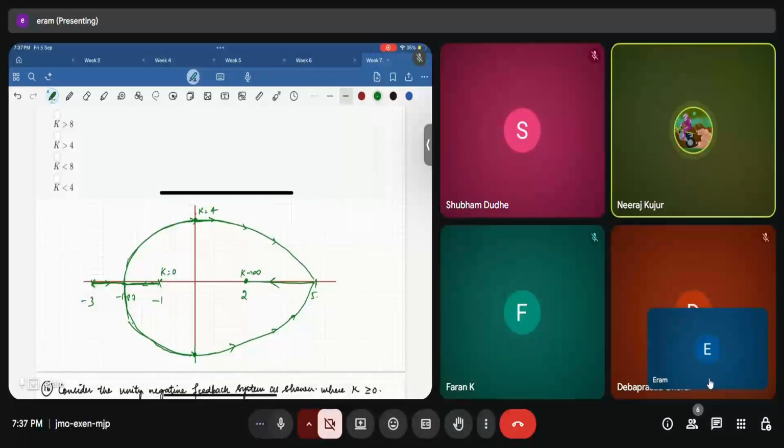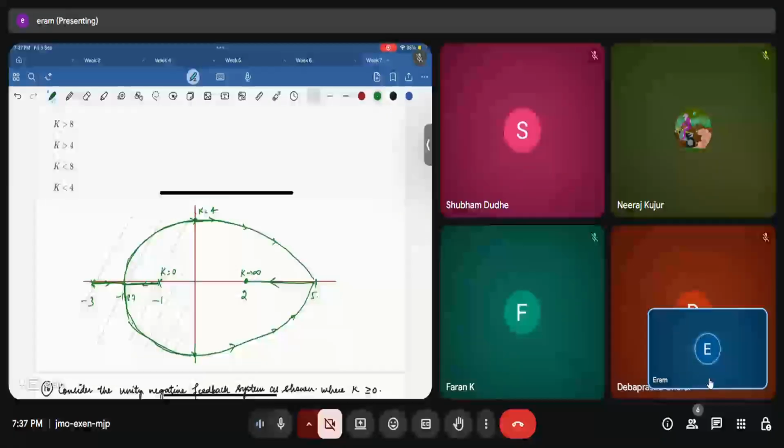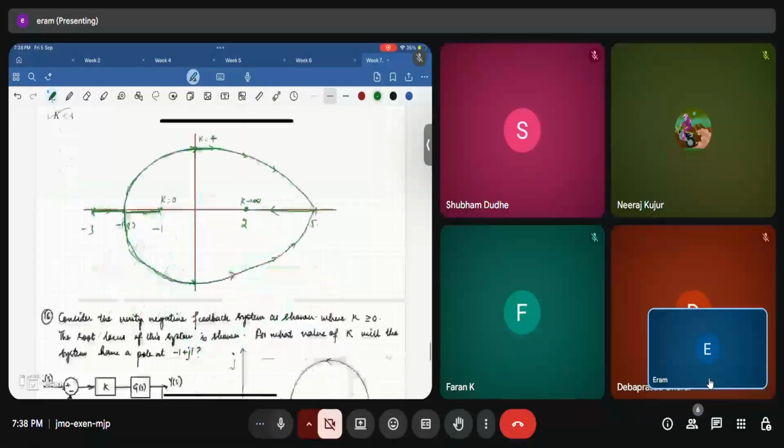k less than 4. Yes, because for k less than 4 all the closed loop poles were on the left half of the plane. So the correct option is k less than 4.